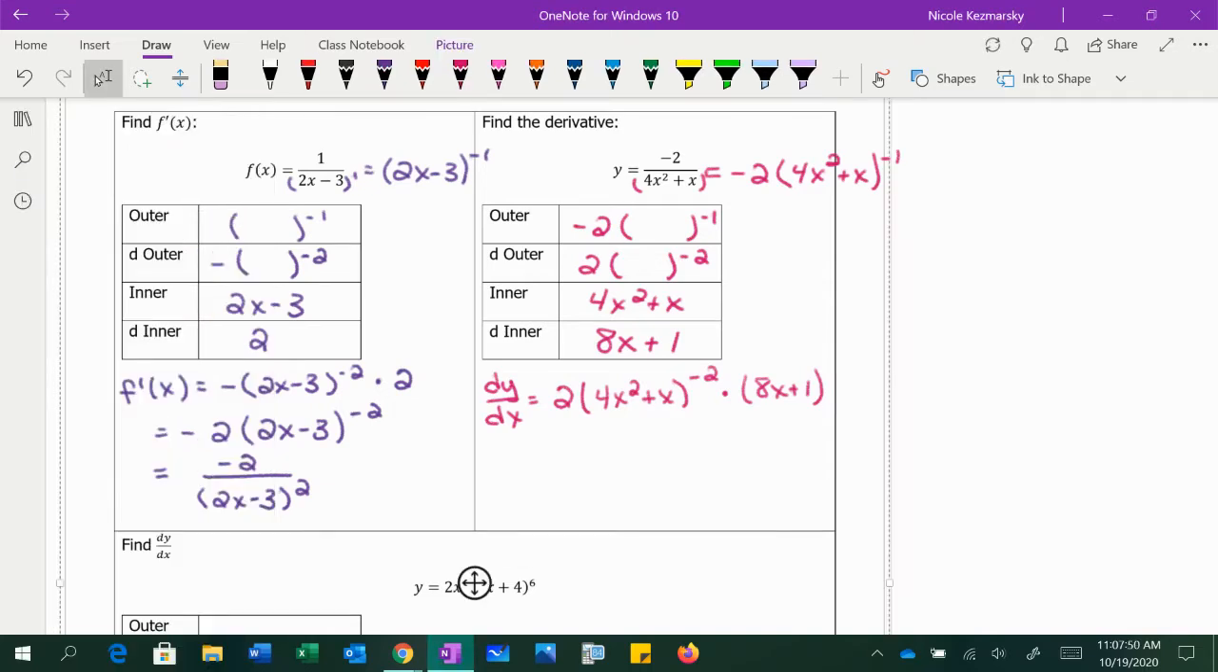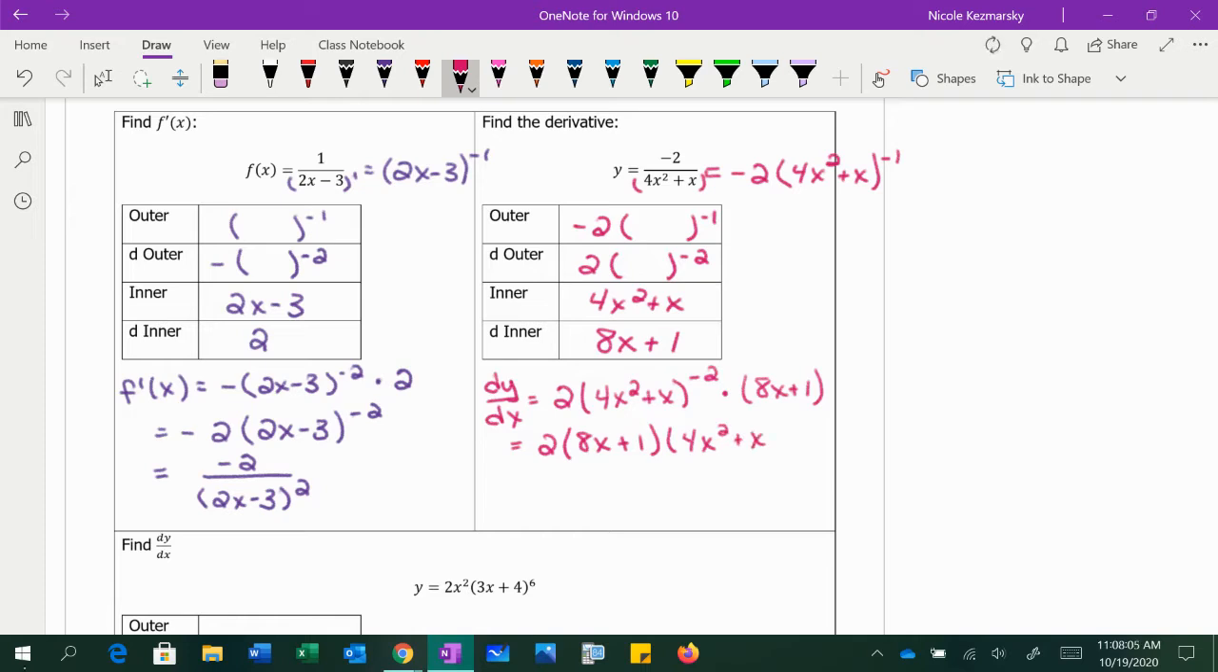So then what I'm going to do is I'm actually going to move the 8x plus 1 up to the front because it's less complicated than 4x squared plus x to the negative 2. And then I do have a negative exponent, so I'm going to leave the 2 and the 8x plus 1 in the numerator, and I'm going to move the 4x squared plus x to the denominator so that I can make it a positive 2 exponent.